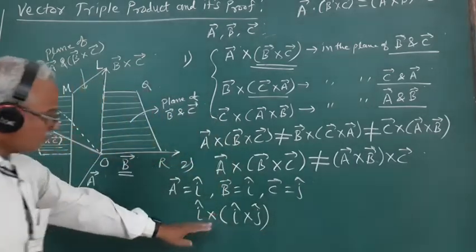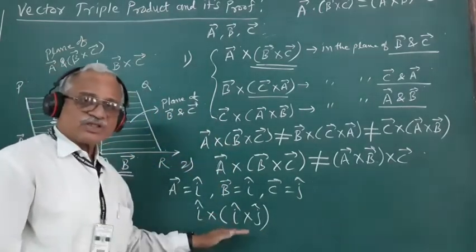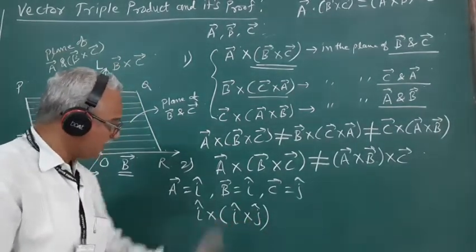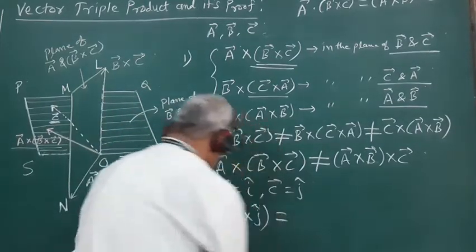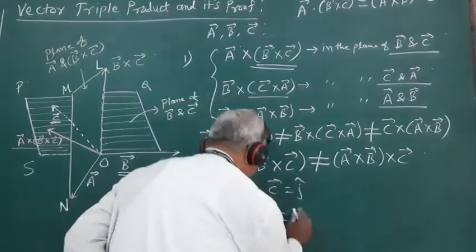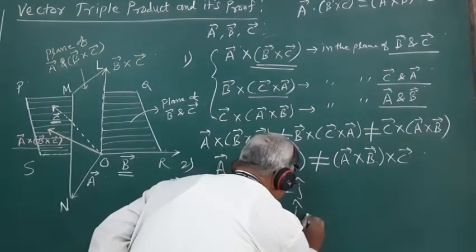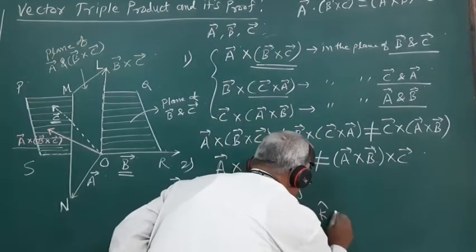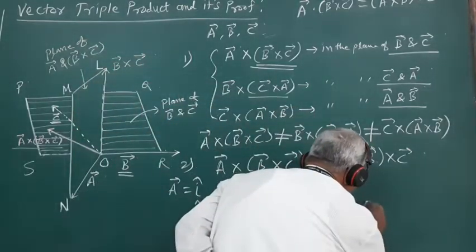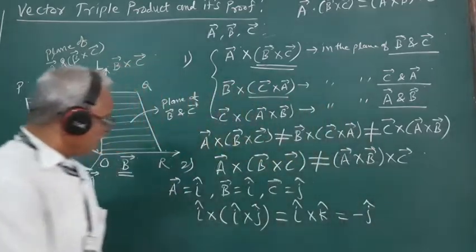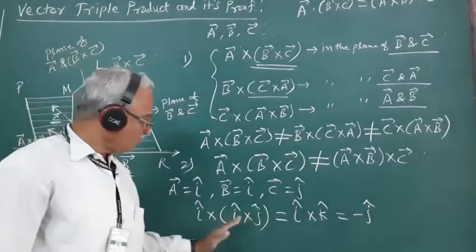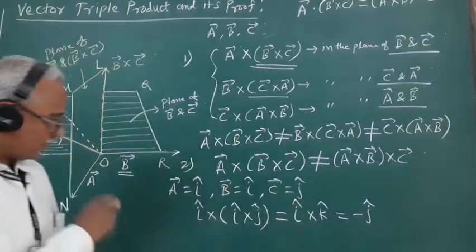So what will be this vector triple product of the unit vectors? I cross J is nothing but K. So this is I cross K, and I cross K is equal to minus J. So this is the vector triple product of the unit vectors.